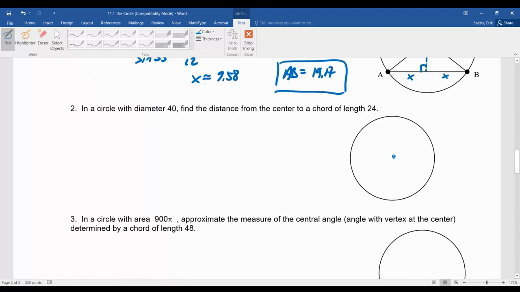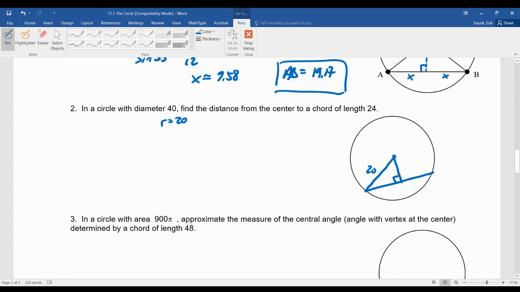Here in this one, in a circle with a diameter of 40, go ahead and draw in a chord. Now, a lot of times, I'm not even going to draw in the diameter. I get that because the radius is 20, and I want to create a triangle. I'm going to create a right triangle. Now, find the distance from the center to the chord. The chord length is 24.